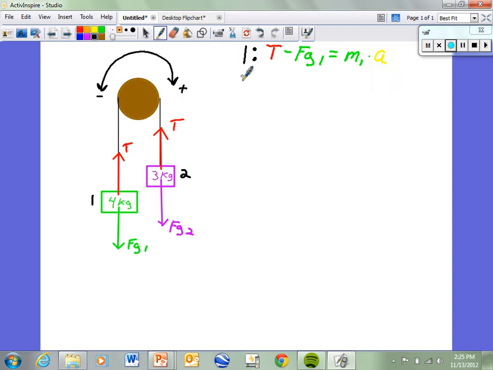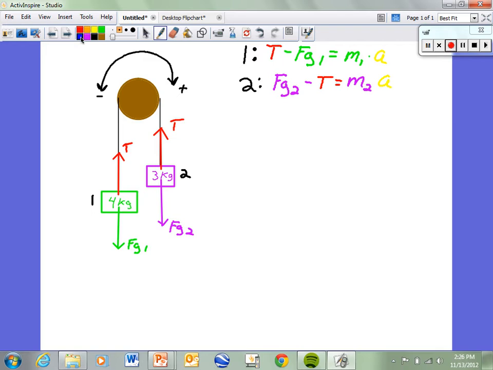Now for block 2, I look at my forces, and notice going clockwise, force of gravity 2 is the force that's positive here. And then that makes tension the negative force. So that's minus T. And that's going to equal the mass of the second block, m2 times a. What we have is a simultaneous equation because we do not know acceleration, which is what we are trying to find in this particular problem. And we do not know the tension. So 2 equations, 2 variables.